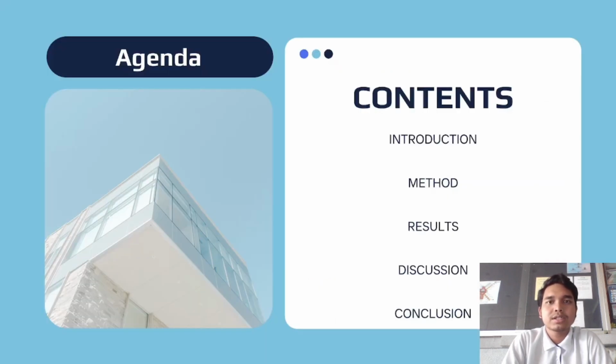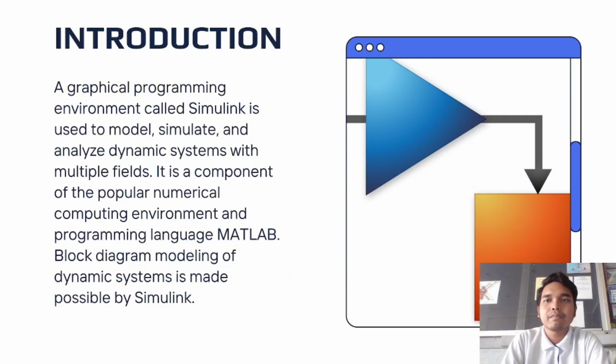For this agenda, the contents include introduction, method, result, discussion, and conclusion. For the introduction, a graphical programming environment called Simulink is used to model, simulate, and analyze dynamic systems with multiple fields. It is a component of the popular numerical computing environment and programming language MATLAB. Block diagram modeling of dynamic systems is made possible by Simulink.